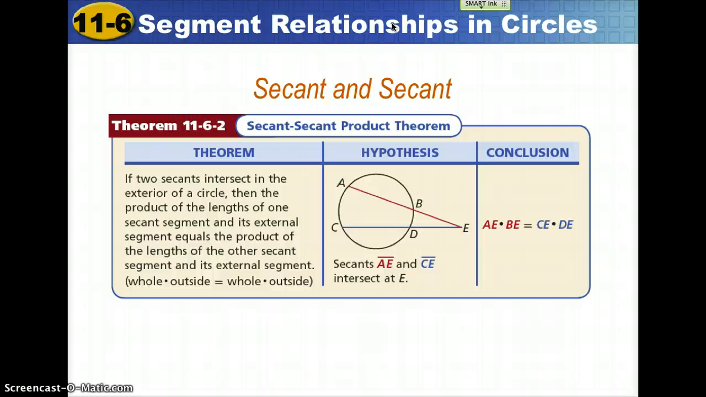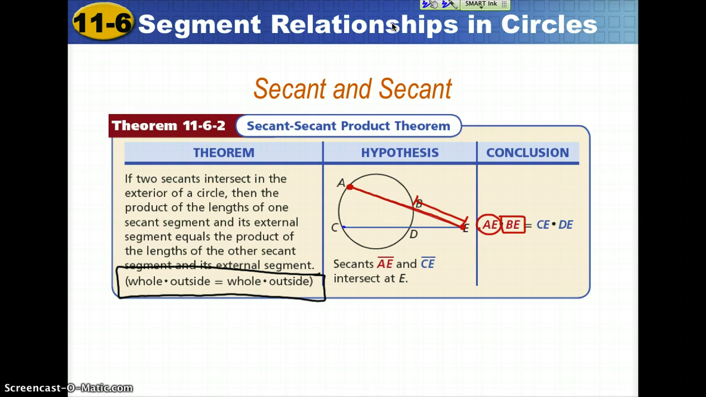Okay, I don't need you to know the word. That's why I flew through them. What I need you to know is this. Highlight it, star it, put a happy face by it, do what you gotta do so you remember that. The whole secant times the outside part of one equals the whole secant times the outside part of the other. The whole thing means that we start at A and we go all the way down to E. That's that AE. The outside starts at B and goes to E. AE and BE.